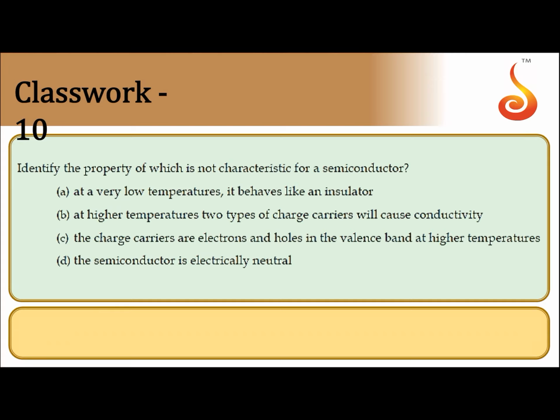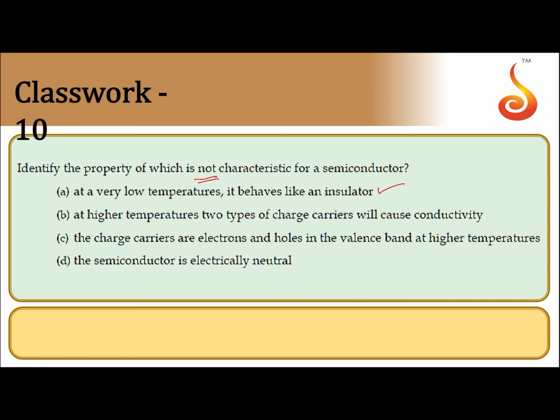Next, identify the property which is not characteristic for semiconductor. At very low temperature, it behaves like insulator. At higher temperatures, two types of charge carriers will cause conductivity. Charge carriers are electrons and holes in valence band at higher temperature. Semiconductor is electrically neutral. So let us observe the statements one by one. At very low temperature, it behaves like insulator. This is correct. We need to find which one is not a characteristic of semiconductor.